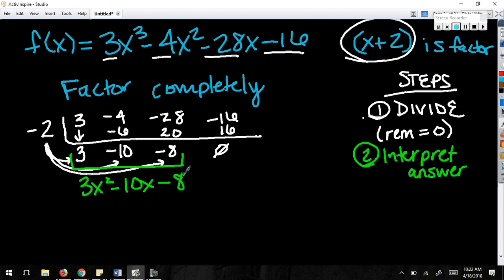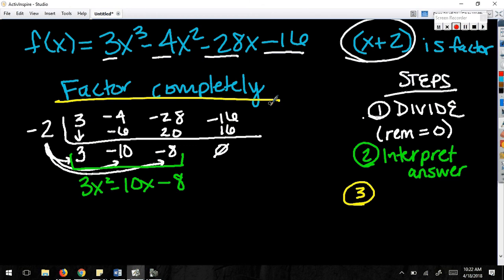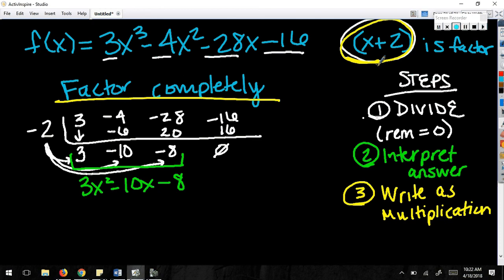Okay. Now, what you have to do, because the directions, remember, said factor completely. So what I want to do is I want to write it as a multiplication problem. In the box. And then we're going to box it. And what I mean by multiplication problem is, remember that 6 and 2 and 3 that I put in the beginning, and the 2 and the 3 I multiplied together to get 6. So you take what you divided by, which was x plus 2, and multiply it by what you got, which was 3x squared minus 10x minus 8.